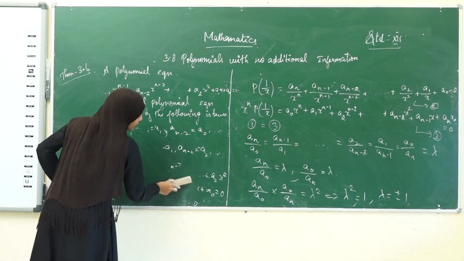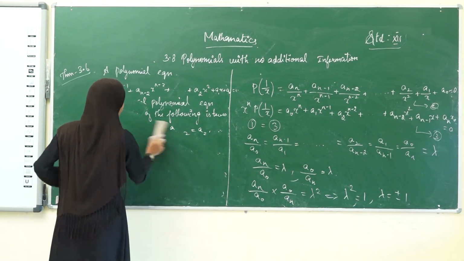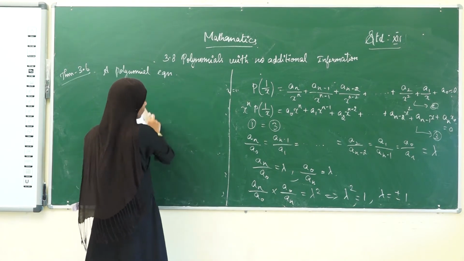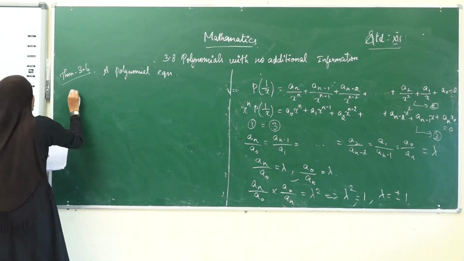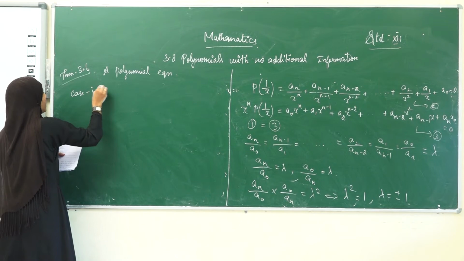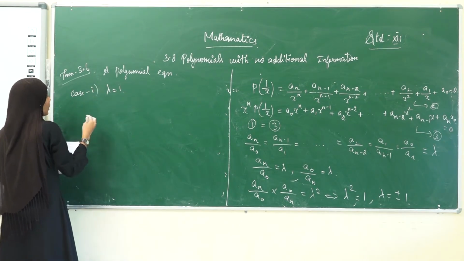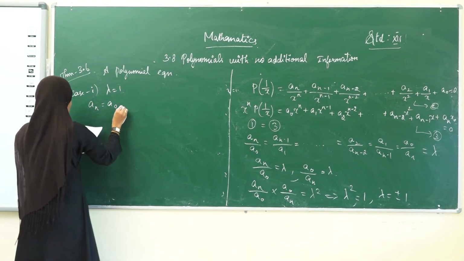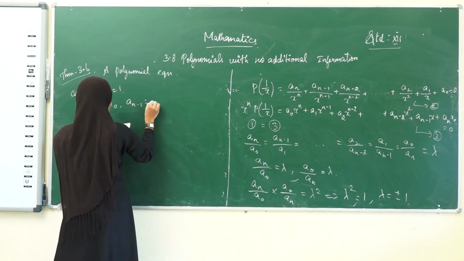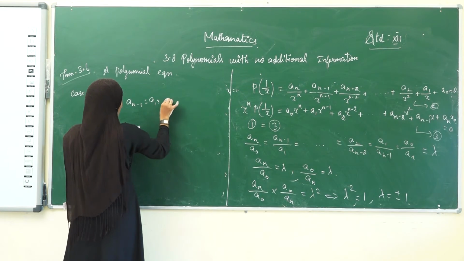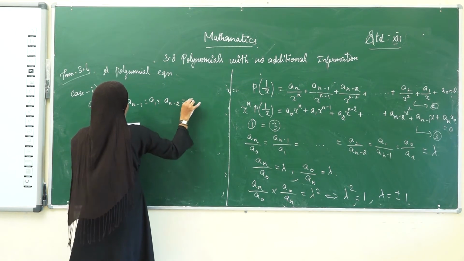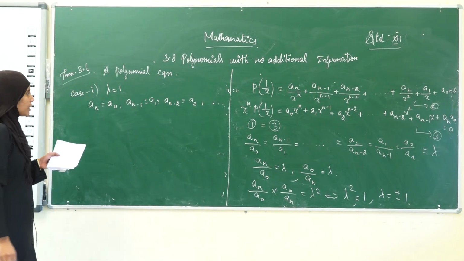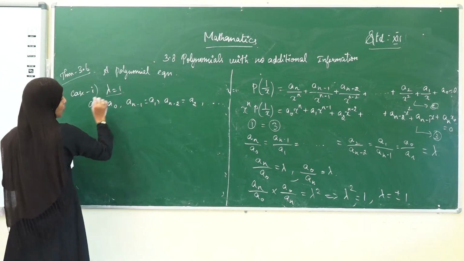See, there will be two cases. When lambda's value is 1, what will be the answer we will get, and when lambda's value is minus 1, what will be the answer we get. See the first case, when lambda's value is 1, what will we get? a n equal to a naught, a n minus 1 equal to a1, a n minus 2 equal to a2, like this we will get up to etc. Right, we will get like this when lambda's value is 1.